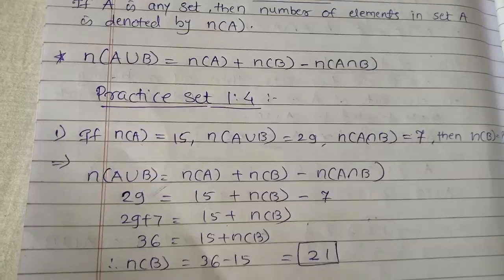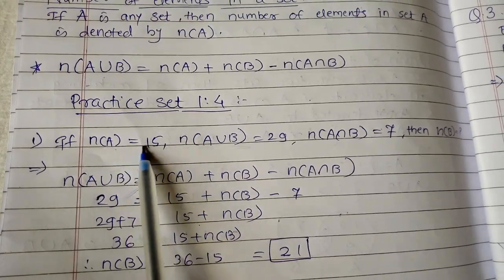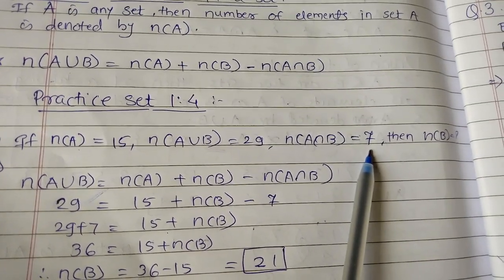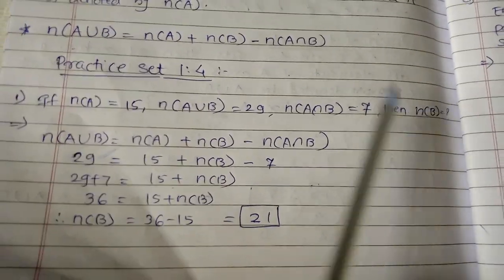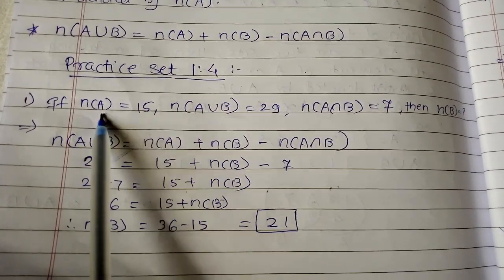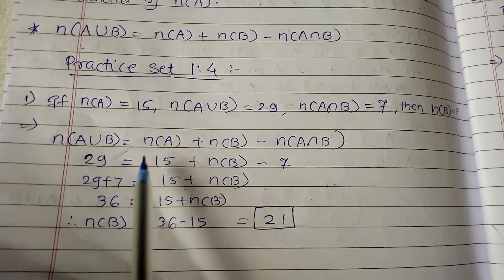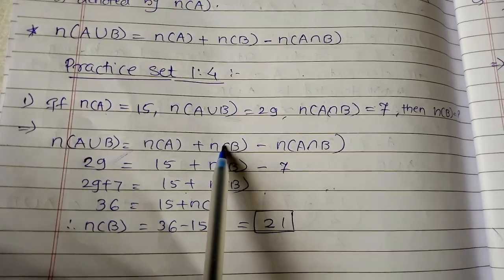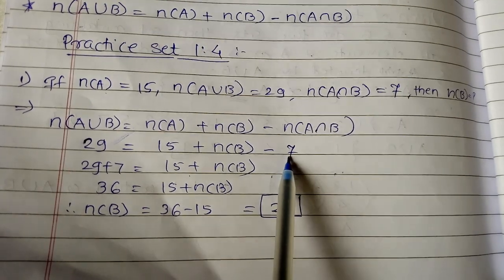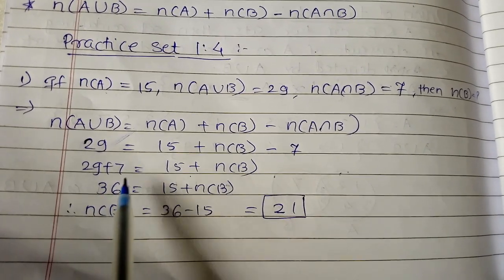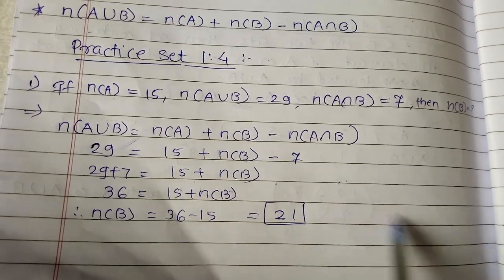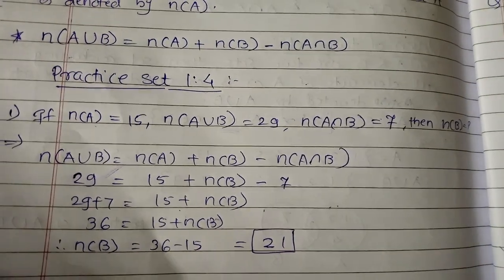Now we are going to solve practice set 1.4. You are given n(A) is 15, n(A union B) is 29, n(A intersection B) is 7. Then we have to find n(B). We use the same formula here and just put down the values. So n(A union B) is 29, n(A) is 15, n(B) we have to find, and n(A intersection B) is 7. By calculating, we move this minus 7 to this side, it becomes plus, so 36. Now we move this 15 to this side, so 36 minus 15 is equal to 21. So this is the answer.